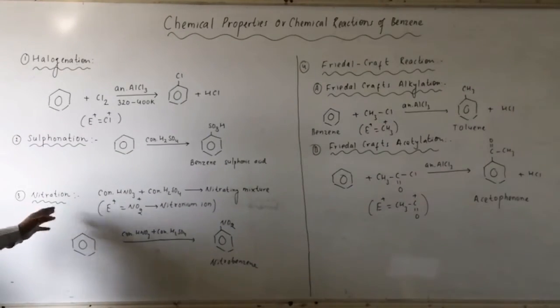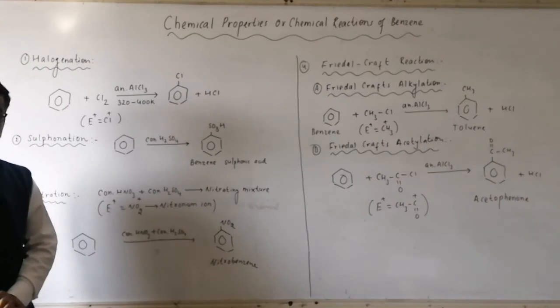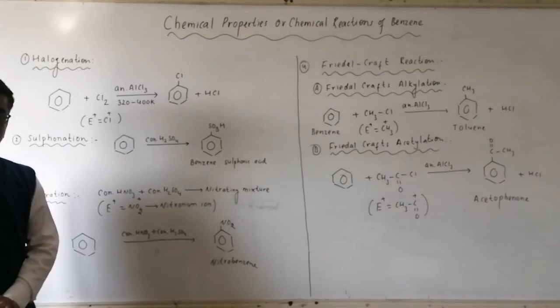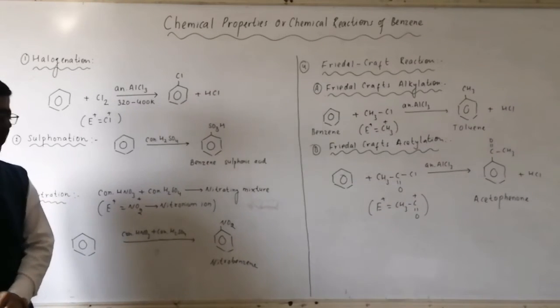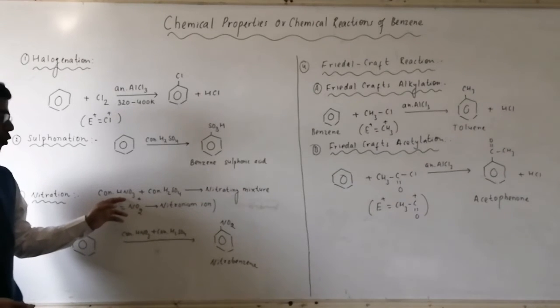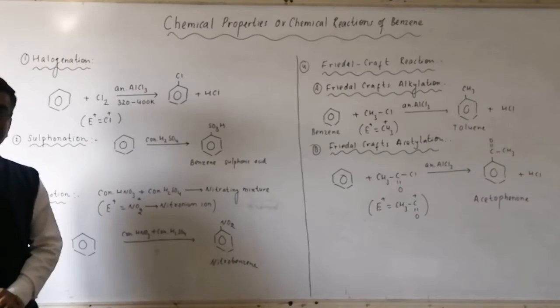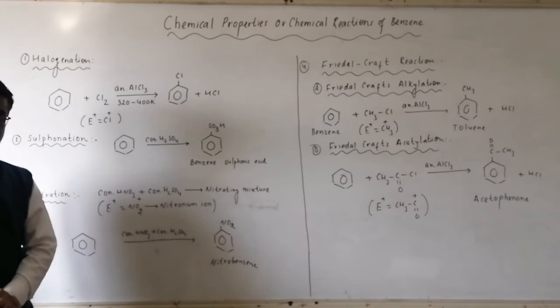Then number 3 is nitration. In nitration, we are adding the NO2 group, the nitro group, to the benzene ring. To carry out the nitration reaction, we require concentrated HNO3 plus concentrated H2SO4, a mixture of concentrated nitric acid and concentrated sulfuric acid. This mixture is called nitrating mixture.